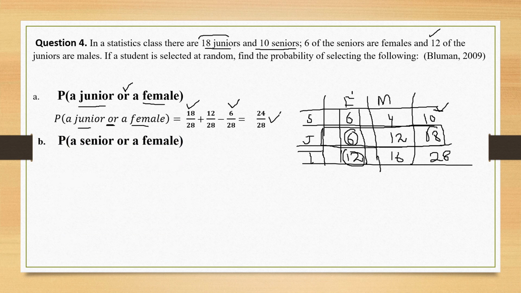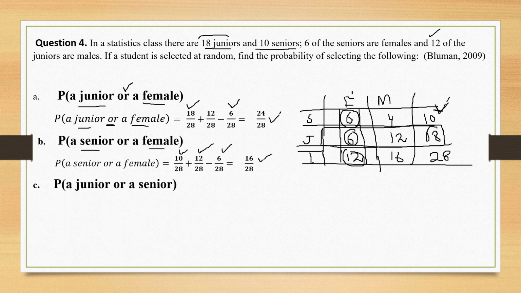Now for the second question, what is the probability that if we select a student, the student will be a senior or a female? The total number of senior students we have is 10. So I wrote here 10, or means plus sign, and the total number of females we have 12, but this 6 is common between the senior students and the females, so it will be subtracted from the sum, so the answer will become 16 by 28.